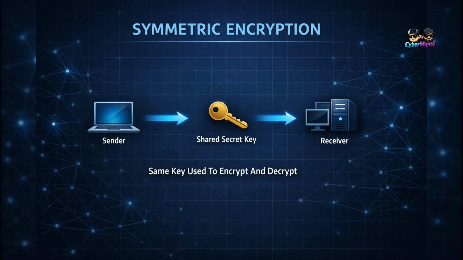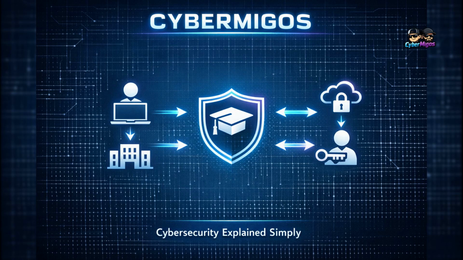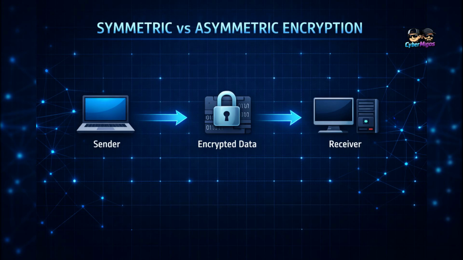Did you know the internet uses two different types of encryption, and they work together every time you visit a secure website? Welcome back to CyberMigos. Today we're explaining the difference between symmetric and asymmetric encryption. Symmetric versus asymmetric encryption. Encryption protects data by turning readable information into unreadable ciphertext.